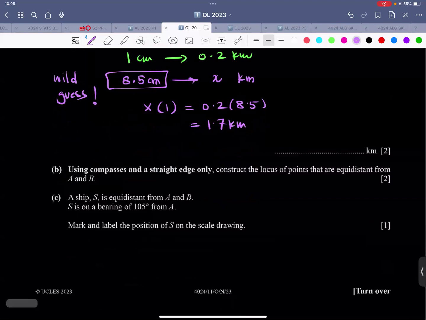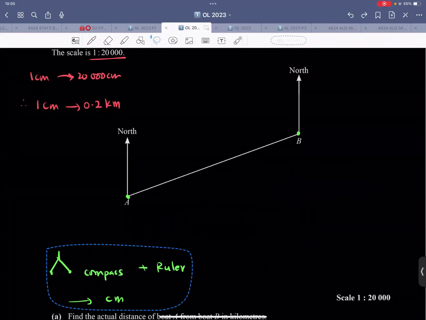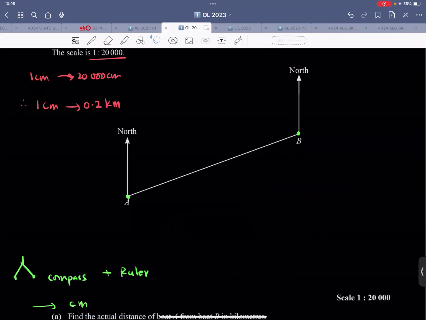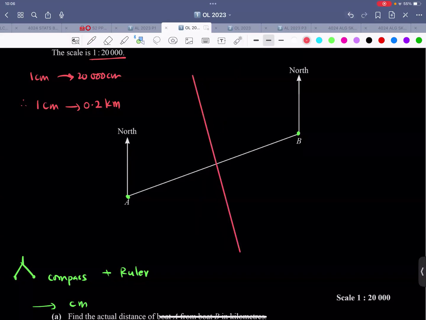Now it says, using compasses and straight edge only, construct the locus of points that are equidistant from A and B. Let me first move this thing to the sidelines. And then it says the perpendicular bisector. So we open the compass for more than half. We draw first arc over here with the same opening. So just a rough diagram, something like this, a little bit twisted. So that is how we form this perpendicular bisector between A and B.